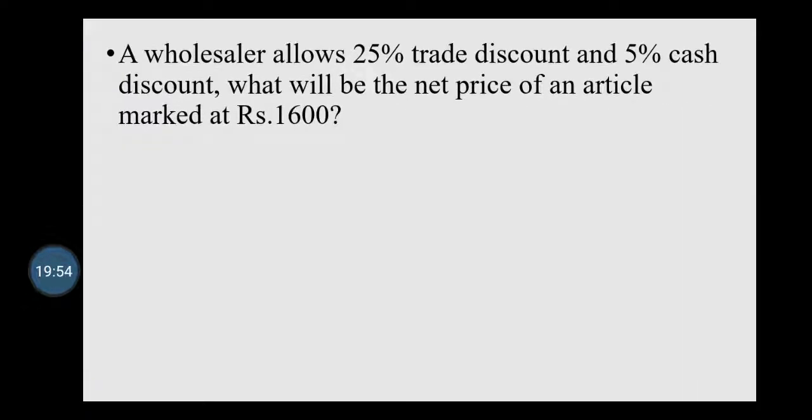Okay. The next question is, a wholesaler allows 25% trade discount and 5% cash discount. What will be the net price of an article marked at rupees 1600? Students, in this question, this rupees 1600 is the mark price, or you can say it as list price.